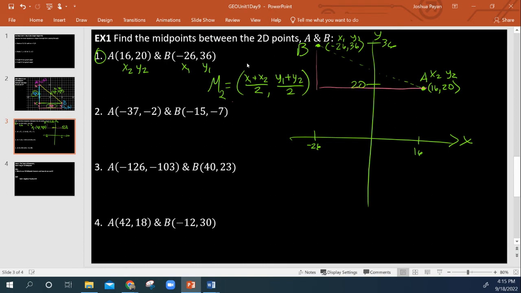Okay, so let's start with the X midpoint, right? That's going to be X1, which is negative 26, plus X2, which is positive 16, all over 2. Quick maths tells us that's negative 10 over 2, and then divide that out, that gives us just negative 5. So my X midpoint happens here at negative 5.